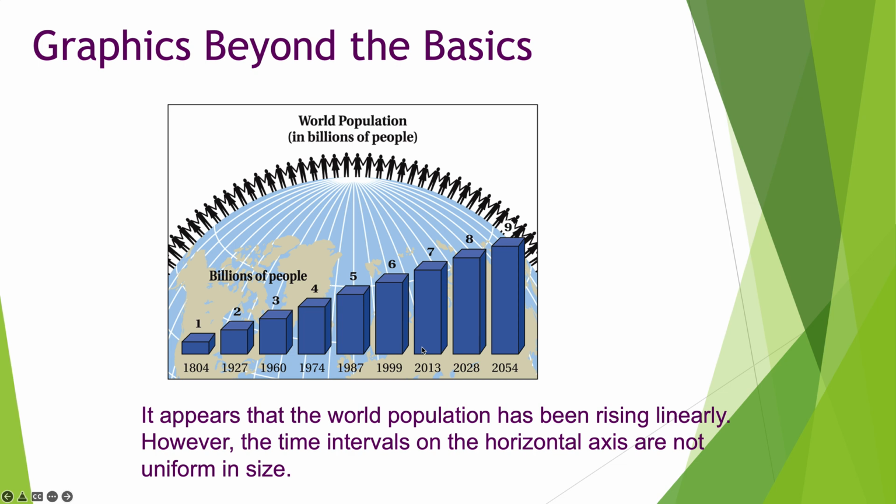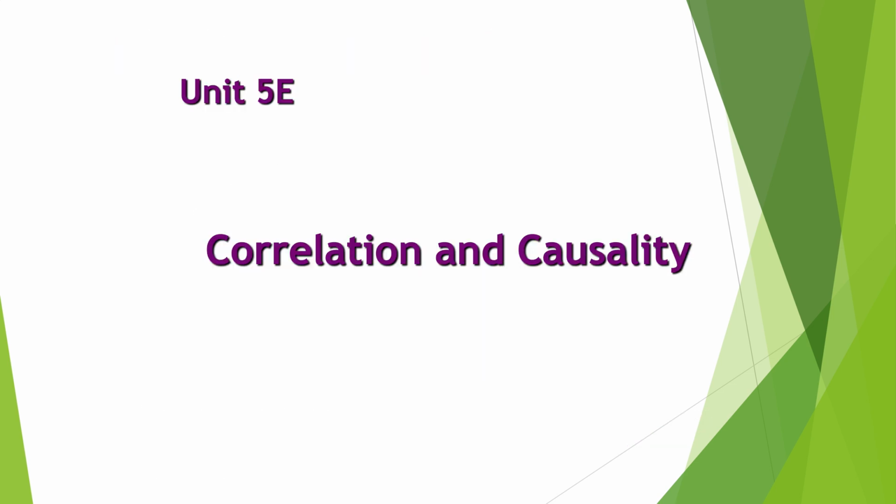In this case, the world population has been rising linearly, it seems, okay? But if you look at the scale of the graph, that could affect its perception. So make sure you look for the scale before you draw any conclusions. Generally speaking, by the way, population is exponential, not linear.